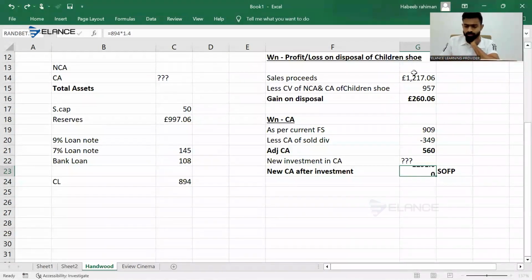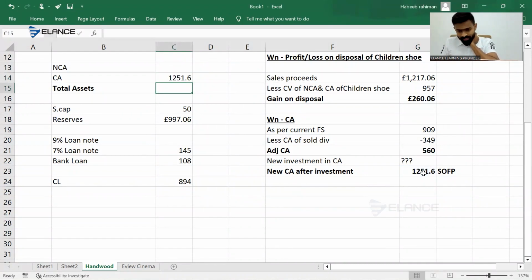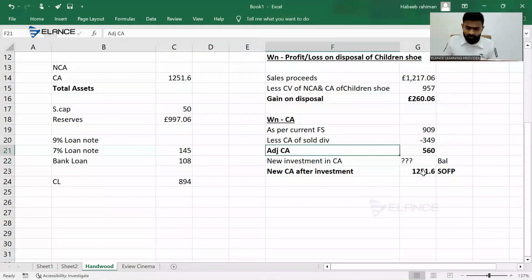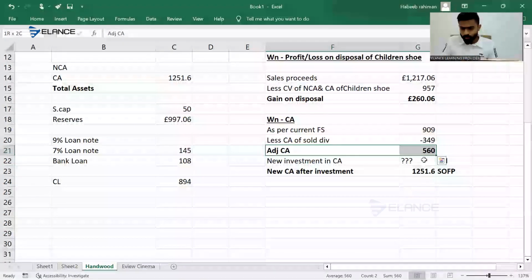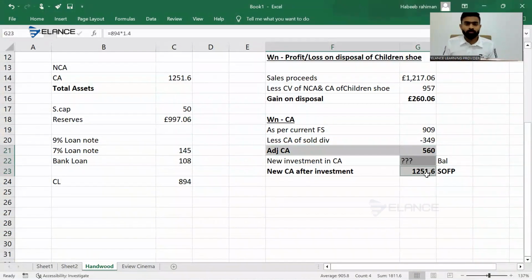How many of you understood this? Please respond. Yes, sir. So this figure is going to be in our balance sheet, 1251. Using this plus as a balancing figure, we can easily calculate how much we are going to invest in current asset. Without investment in current asset, after selling off this division, the current asset value has to be only 560. Due to the investment, this is going to increase to 1251.